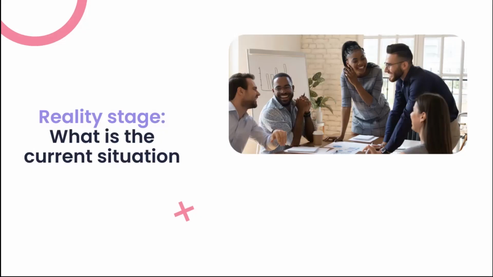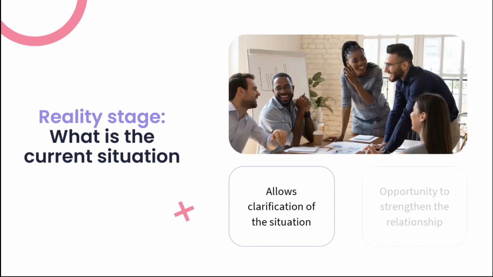Next is the reality stage. The reality stage allows the coachee to clarify the current situation in relation to what they've identified as a goal, and creates an opportunity for you as coach to strengthen your relationship with the coachee by demonstrating active listening and empathy.